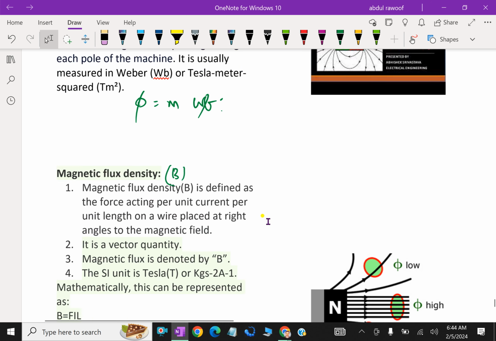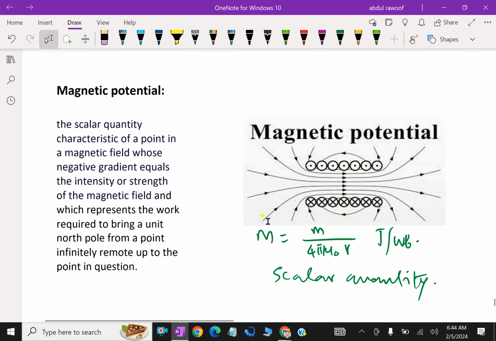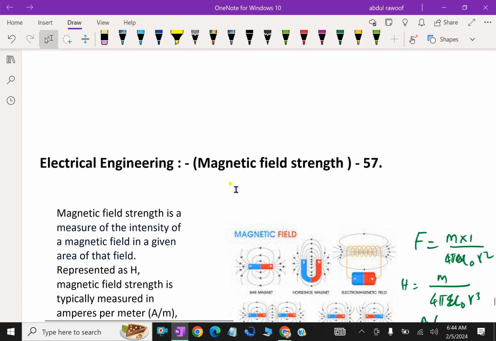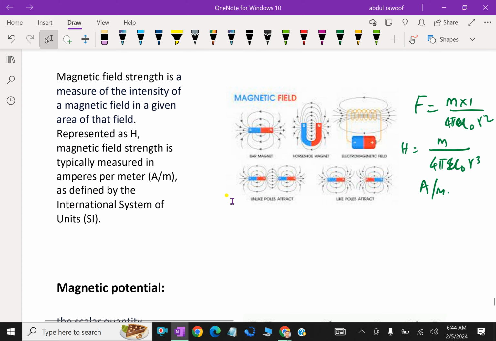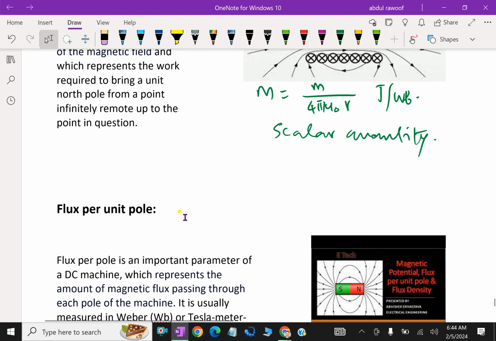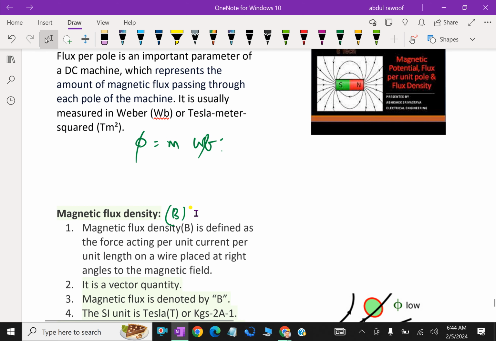Now, these are the short definitions of some important points on magnetic field strength, magnetic potential, flux per unit pole, as well as magnetic flux density. Further definitions are there. We will discuss them in the next videos.